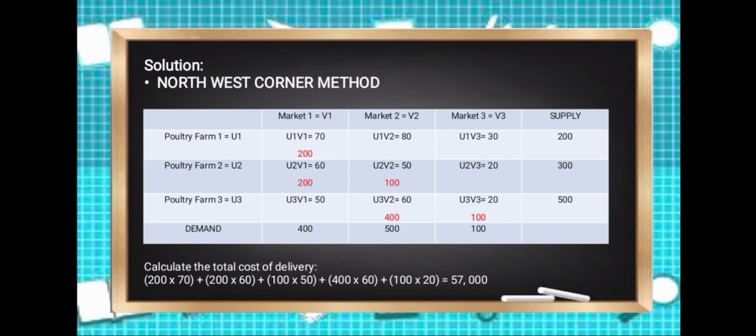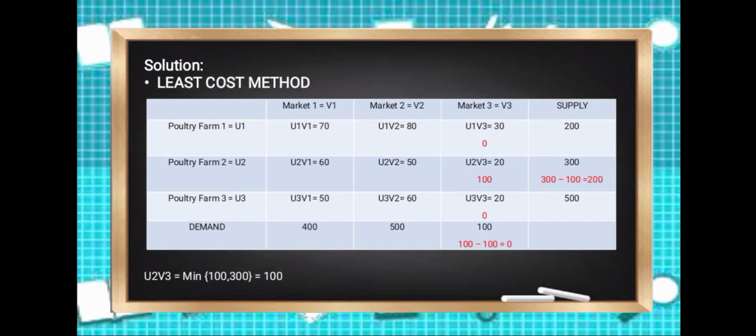After that, we will calculate the total cost of delivery, which is 200 times 70 plus 200 times 60 plus 100 times 50 plus 400 times 60 plus 100 times 20 is equal to 57,000. After the northwest corner method, we will proceed to the least cost method, the second method.